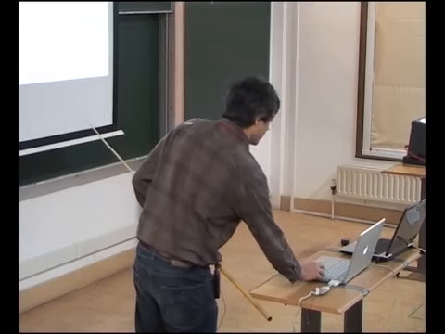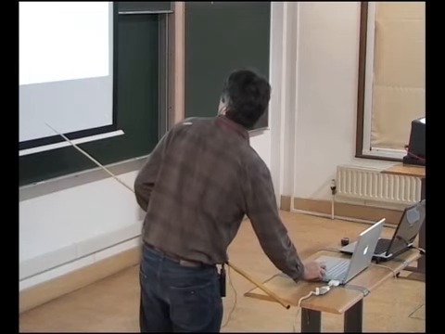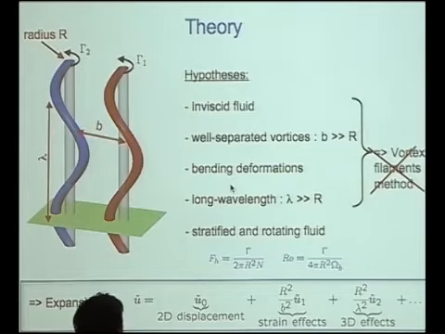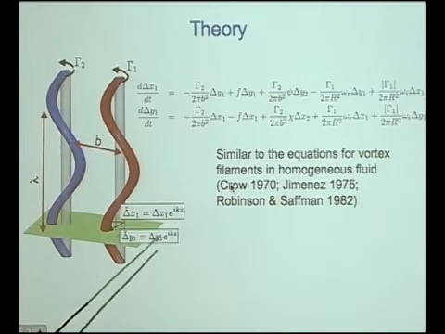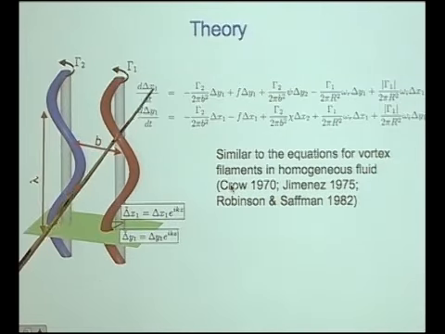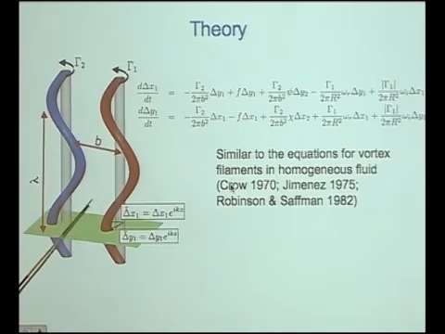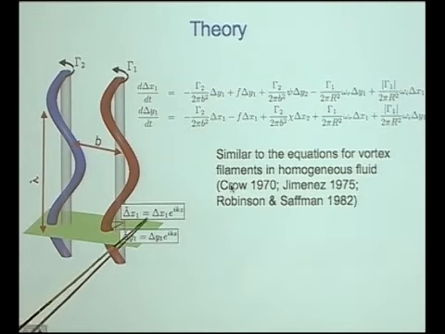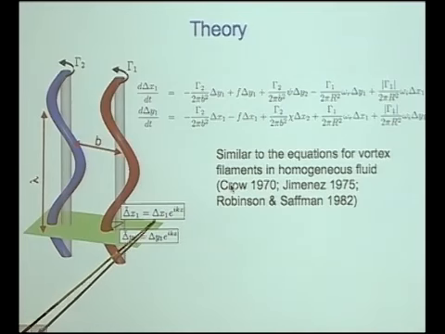And at the next order, we consider the strain effect, so the interaction between all the vortices, and we consider also the leading three-dimensional effects. And when we insert this expansion in the Euler equation under the Boussinesq approximation, what we obtain at the end is this equation. This is the equation which governs the displacement perturbation of this vortex.